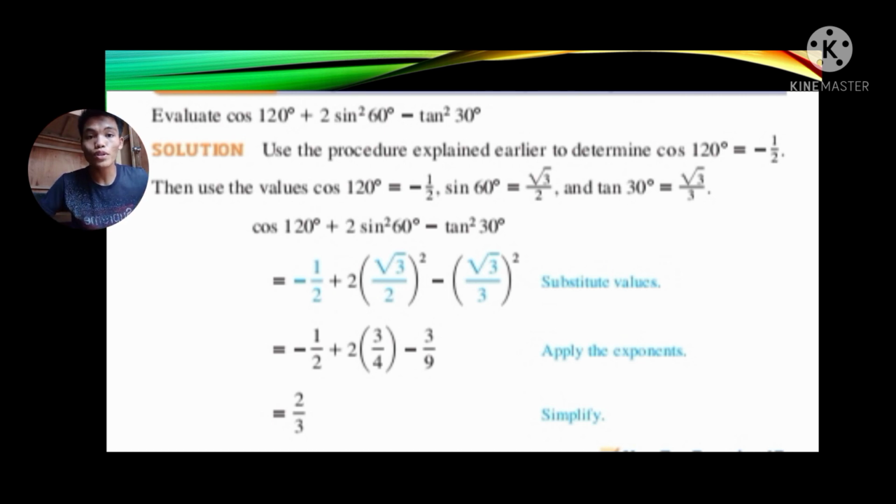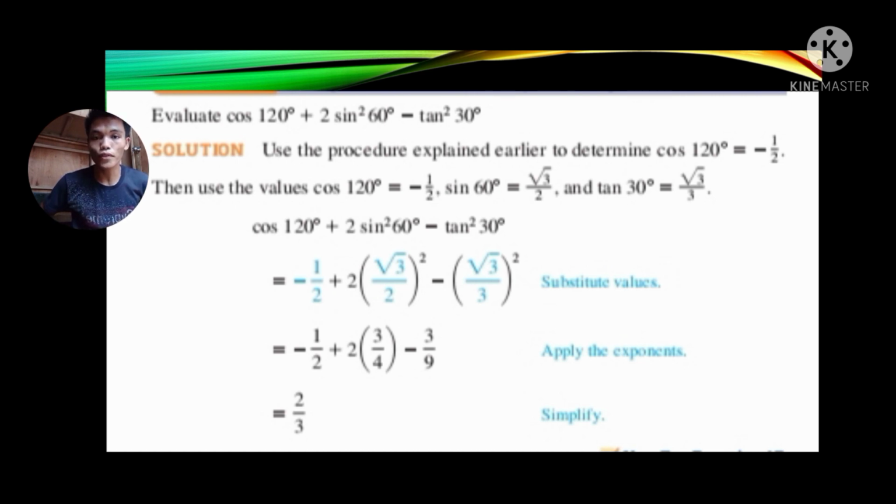First, we're going to use the procedure explained earlier to determine that cosine 120 degrees is equal to negative 1/2. Then we use the values: cosine 120 degrees is equal to negative 1/2, sine 60 degrees is equal to positive square root of 3 over 2, and tan 30 degrees is equal to square root of 3 over 3. Now, what we are going to do with our situation is substitute the values first.